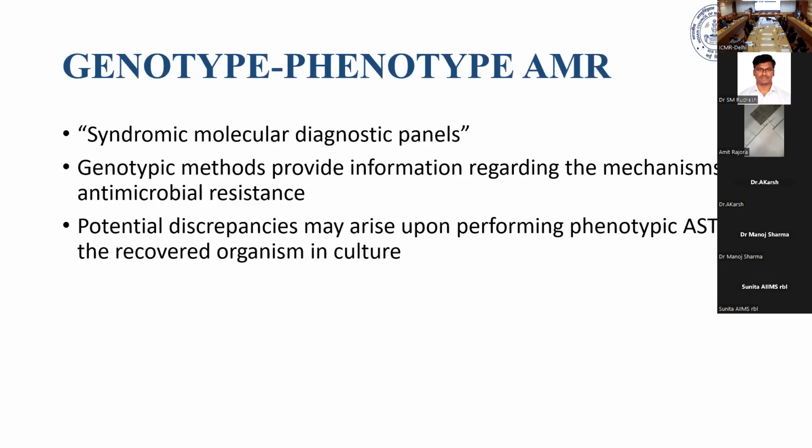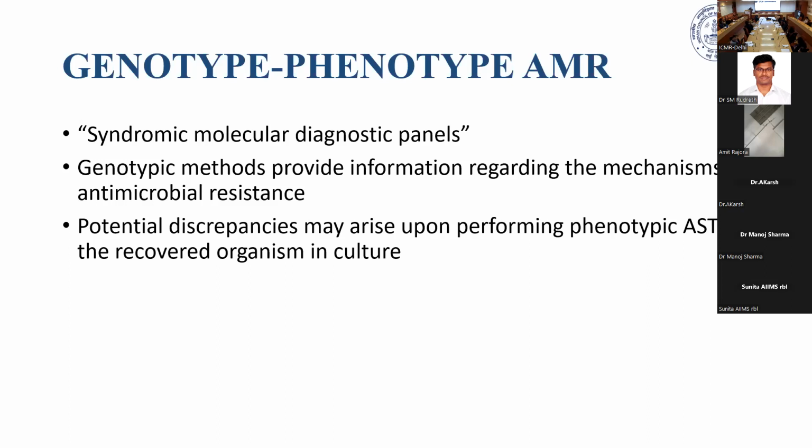Suppose you have identification of gram-positive cocci, and then you do the genotypic analysis where you find that, okay, it is Staphylococcus, and you find whether the mecA gene is there or not. Based on that, the susceptibility result is given, that this is susceptible or it is resistant. Let's say the mecA gene is there, and we say that it is MRSA.